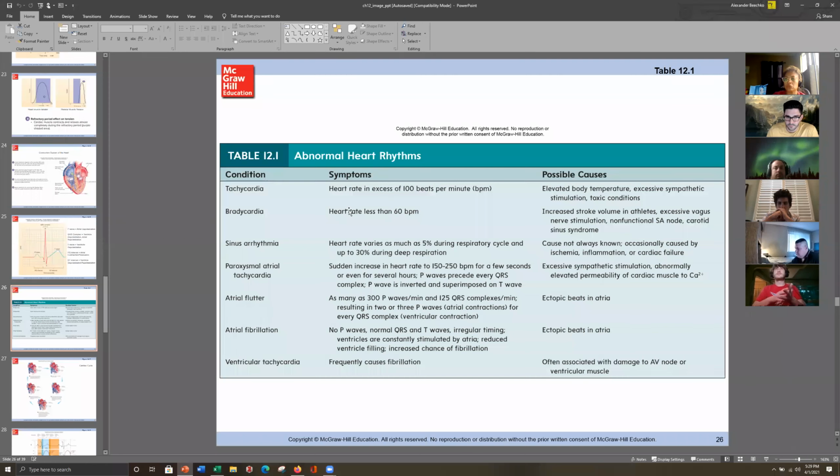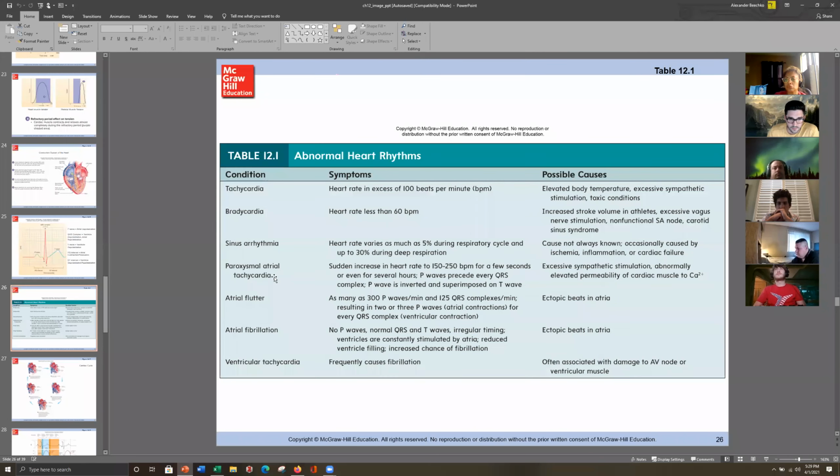Okay. So bradycardia below 60 BPM, tachycardia above 100 BPM. All right. Then we have sinus arrhythmia, where the heart rate can vary as much as 5% during the respiratory cycle and up to 30% during deep respiration. So depending on what your respiratory input and output are, that can also affect your cardiac output and your rhythm.